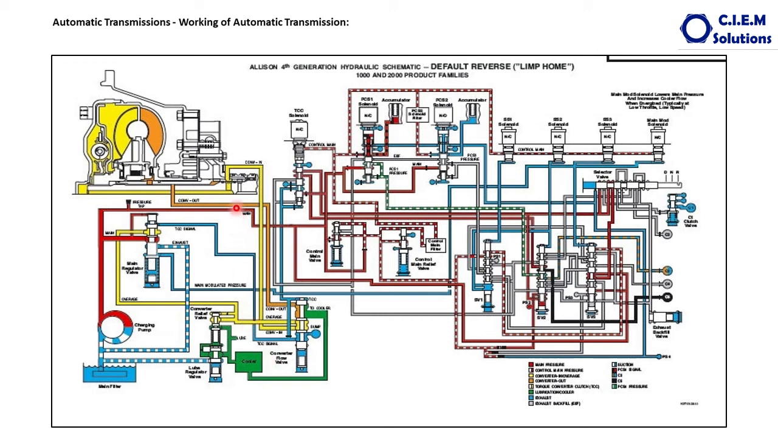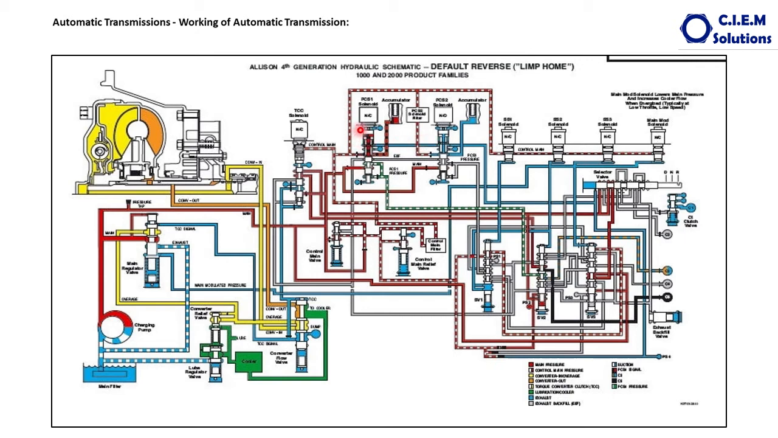So then what happens? The converter keeps doing its job, and the red line goes to so many valves. This is one valve, the control main relief valve, and there will be shift signal valves. You can see there is an accumulator valve. The accumulator valve is there to avoid any kind of jerking effect during the change of gear. Like that, accumulator valves are there. Then there will be shift signal solenoids.